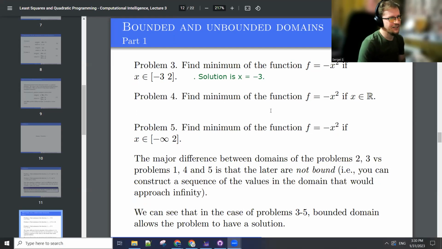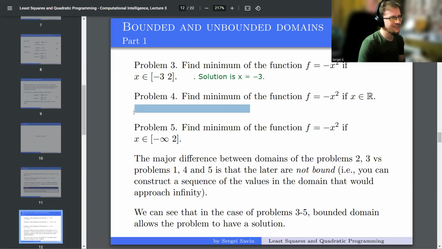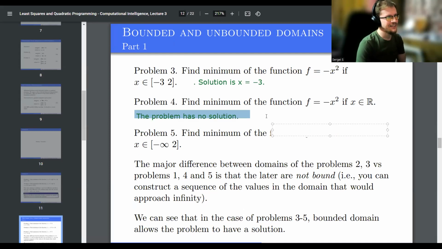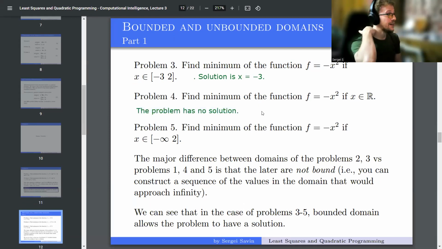Let's see what the slide says. What is the answer on the slide? Yeah, the slide says the problem has no solution. And it is true. The problem has no solution. Why doesn't the problem have a solution? Because it is unbounded. So we can always go down towards infinity. Now here, I think we need to bring some conventions in, because you will tell me that no, the problem has a solution. Infinity is a solution. Minus infinity is a solution. And I would have to argue somehow that this is not correct.